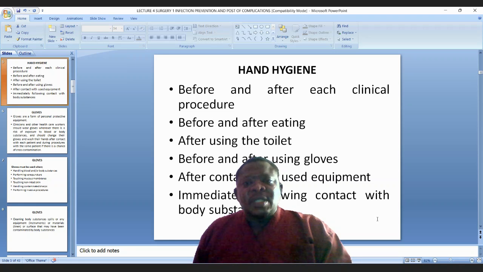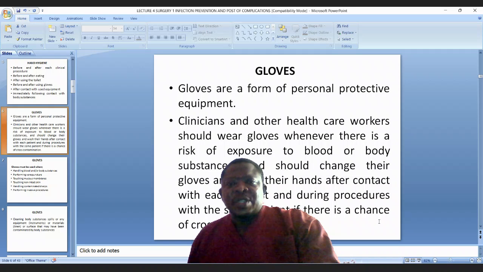Contact with infection can also come before and after eating, and after using the toilet. After using the toilet, you can come in contact with some infection, so it is important that you wash your hands. Before you eat, you wash your hands. After you eat, you wash your hands. Before and after using gloves, you need to wash hands. After contact with used equipment, you need to wash hands. Immediately following contact with body substances also requires that you wash hands.